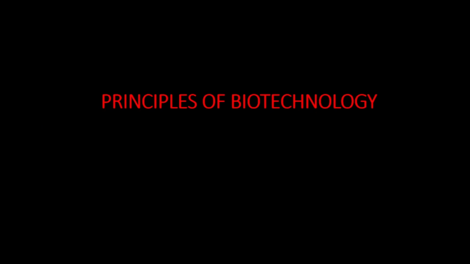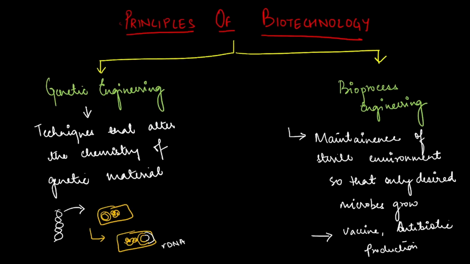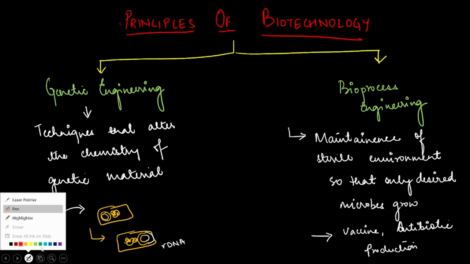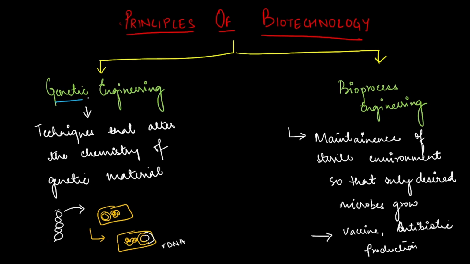Today we are going to discuss principles of biotechnology. If we see the principles of biotechnology, the two principles of biotechnology are genetic engineering and bioprocess engineering. Now let's see genetic engineering. It is basically a technique that alters the chemistry of genetic material.